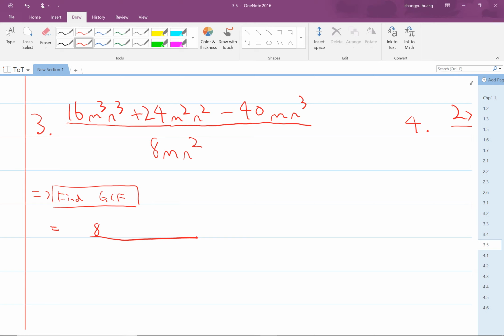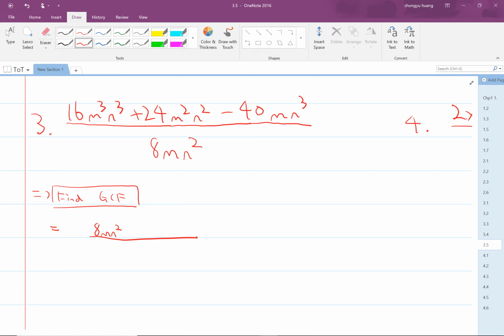And after that, you focus on the variable. For the variable, we have m to the power 3, m to the power 2, and a single m. So the single m will be a part of the GCF, right? And then after that, you notice that on the numerator there is n to the power 3, n to the power 2, and n to the power 3 again, so n to the power 2 will be the common one and the greatest one, right?